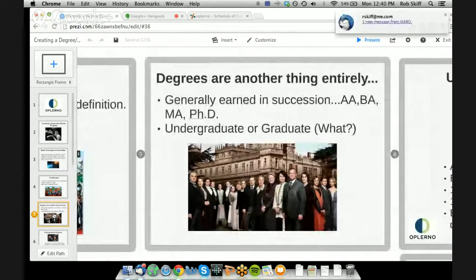So degrees are another thing entirely. They're generally earned in succession. You have associate's degrees, BAs, MAs, and PhD in graduate or undergraduate. Now, I actually picked the picture of Downton Abbey deliberately because the picture illustrates really wonderfully succession and also concepts of class and validity. So, for example, what is perceived as being the beginning or the lowest level of undergraduate degree would be an associate's.